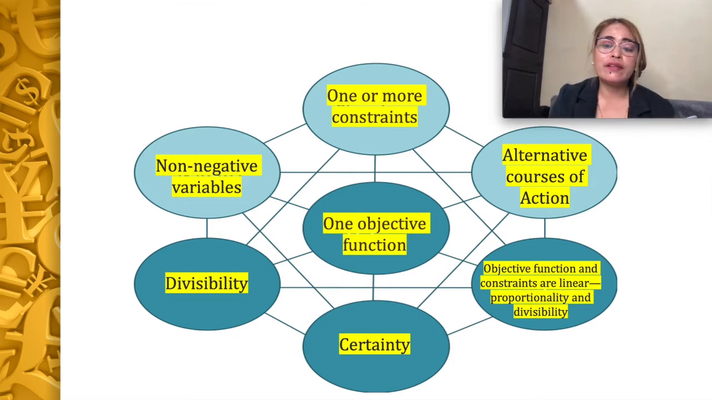Third, there must be alternative courses of action to choose from. For example, a company produces three different products.